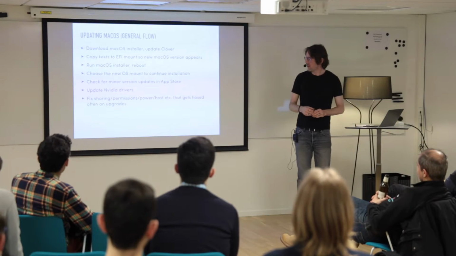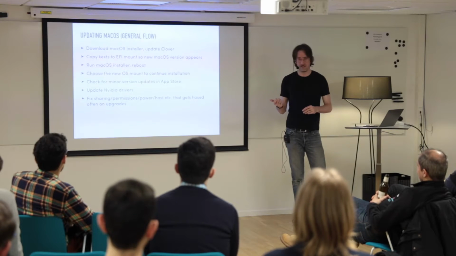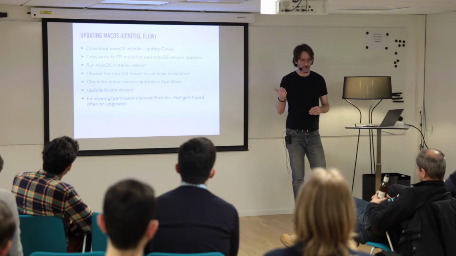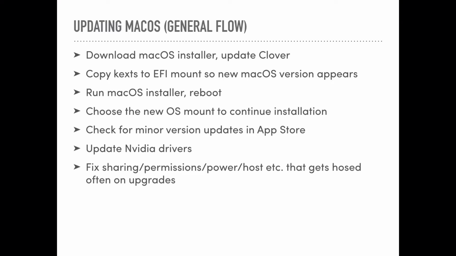So the way this works is you get your macOS installer, for example, the Sierra one. You make sure your Clover, your bootloader, is updated, and then you copy the kexts from that new version of macOS to your EFI mount, so that when the computer reboots, it will know that that new version of the operating system is valid. Otherwise, you wouldn't see the mount for the installer. You run the installer, you reboot it, and then you go through the process of updating the software in the App Store, and you update your NVIDIA drivers, and then you fix all the permissions problems and stuff that I just talked about.